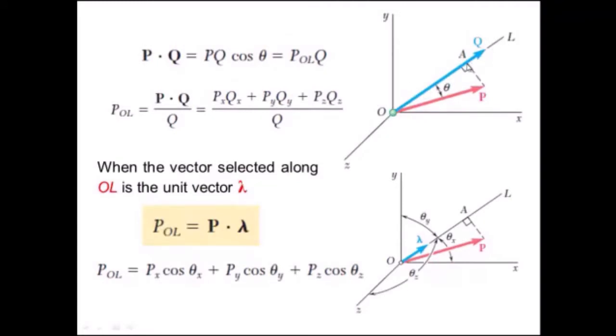If you have another vector Q along that axis OL, then you have the projection of P on this axis as this. And when the vector selected along OL is a unit vector, if in place of the Q vector you use the lambda vector, the unit vector of this axis, then the projection of P on OL is P dot lambda vector. That leads to this value, as the magnitude is 1 and the inclinations of lambda are cos theta x, cos theta y, and cos theta z.